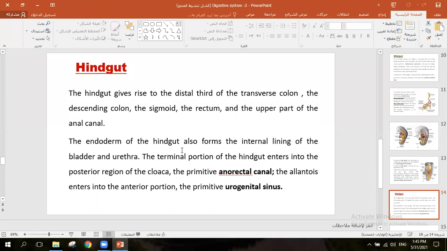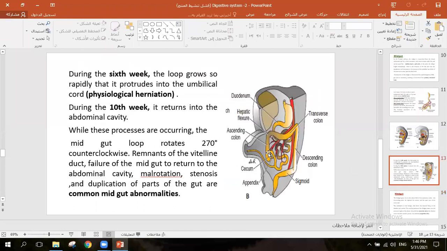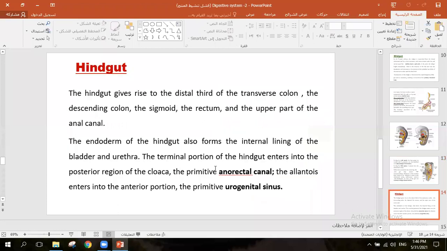Hindgut is the last part of the gut tube and gives rise to the distal third of the transverse colon and descending colon, sigmoid. Here we have the ascending colon, the last part of the transverse colon, descending colon here, and the sigmoid, and the cloaca. This is everything that represents the hindgut. Upper part of the anal canal.